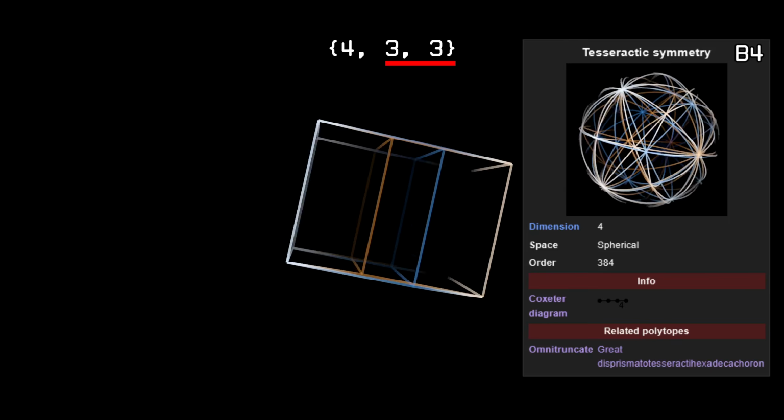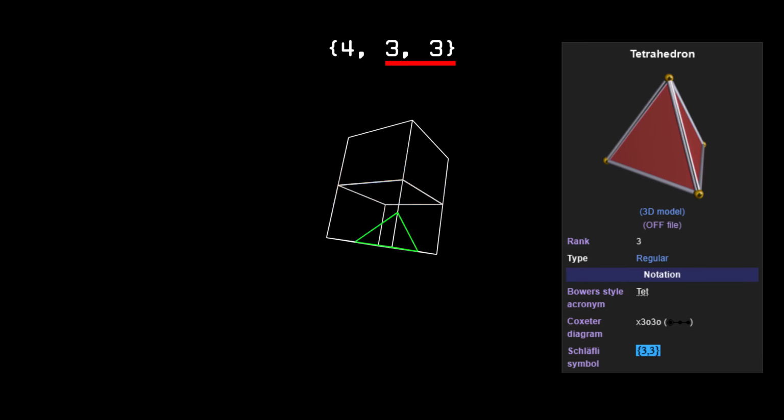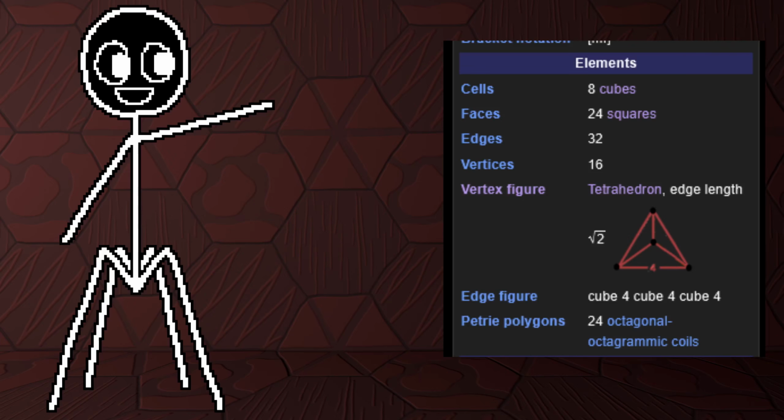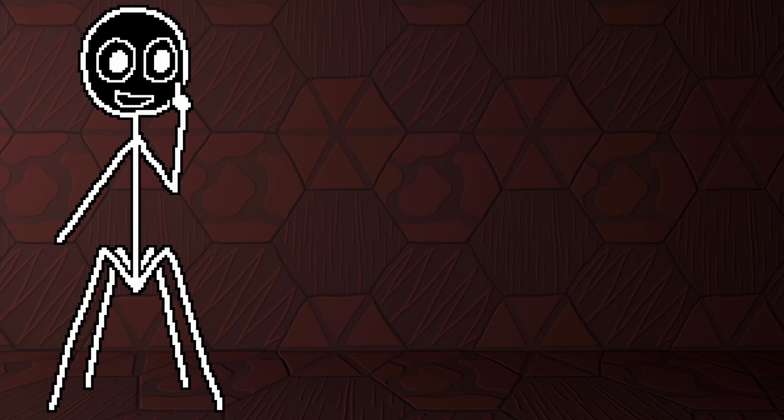The 3,3 at the end means that the cubes at a vertex connect together in a tetrahedral way, so that's why there's 4 cubes at every vertex. This is the vertex figure I was talking about from earlier. In general, the vertex figure has rank n-1, so we say that the vertex figure of the tesseract is the tetrahedron. Lastly, we have the 4-orthoplex.